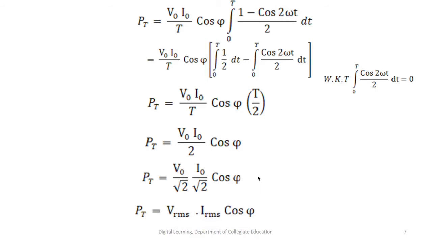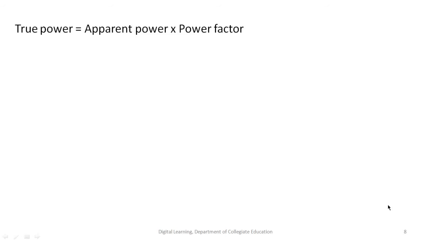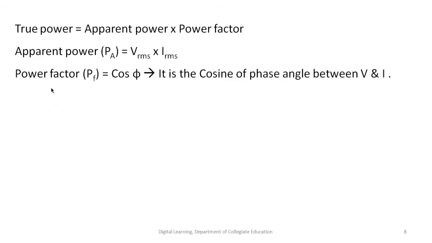Here V naught by root 2 is Vrms, I naught by root 2 is Irms. Therefore, true power can be expressed in terms of RMS value, that is Vrms into Irms into cos phi. So therefore, true power will be equal to apparent power into power factor. So the apparent power is Vrms into Irms and the power factor Pf will be equal to cos phi.